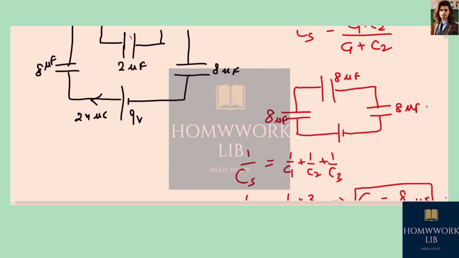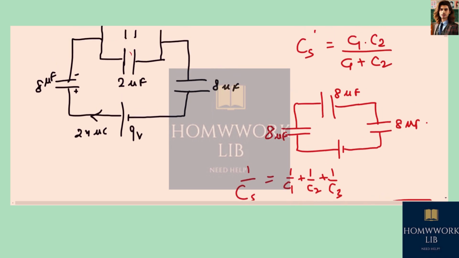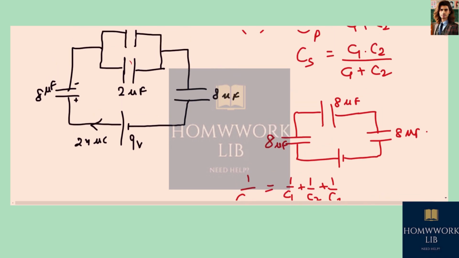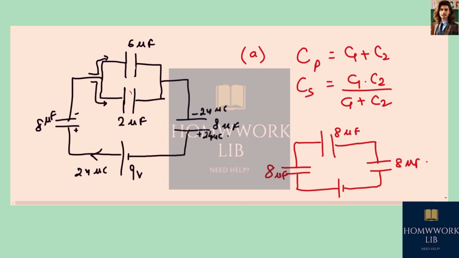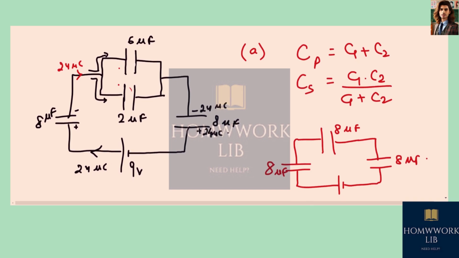So on this capacitor, the charge will be 24 microcoulomb only. So this plate will have plus 24, this will have minus 24. Similarly, this plate here will have minus 24 microcoulomb, and here we'll have plus 24 microcoulomb charge. And here the charge will be divided, and in what ratio it will be divided, let us figure out that. So basically 24 microcoulomb charge is coming out here, and these two capacitors, they are in parallel.